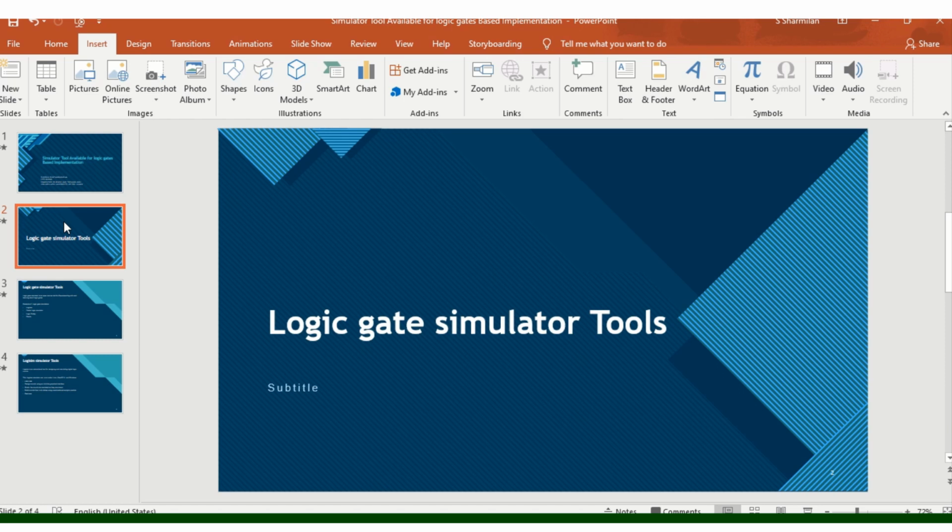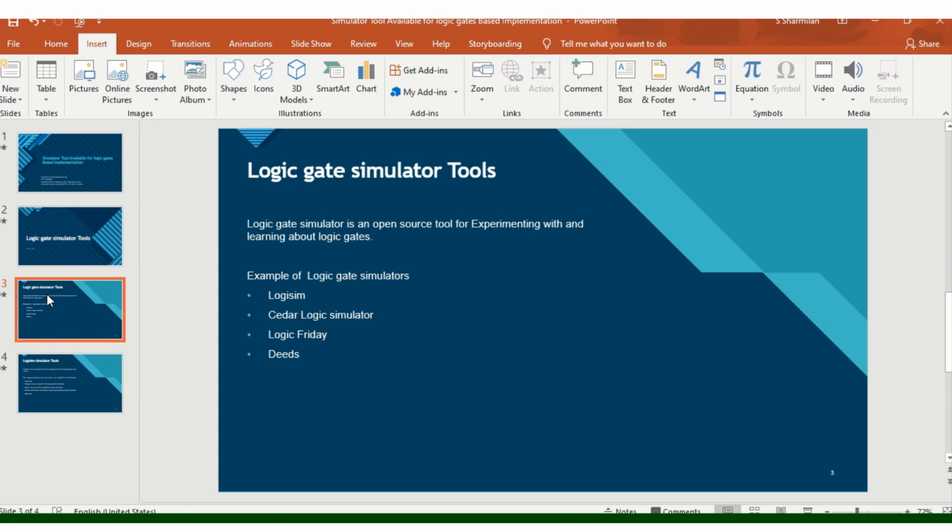Logic Gate Simulator Tool. First, we need to know what the Logic Gate Simulator tool is. A Logic Gate Simulator is an operation tool for experimenting with and learning about logic gates. These are examples of Logic Gate Simulators: Logisim, Seeded Logic Simulator, Logic Friday, Deeds. But in this video, I am going to use the Logisim Simulator. Now we see what the Logisim Simulator is and its installation.